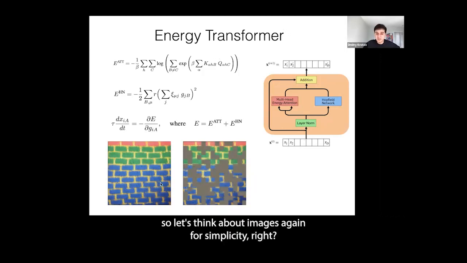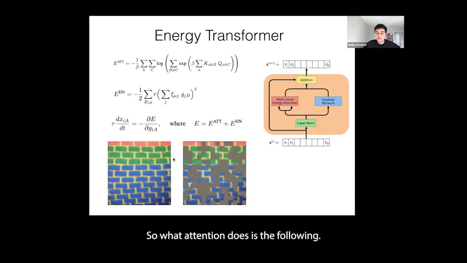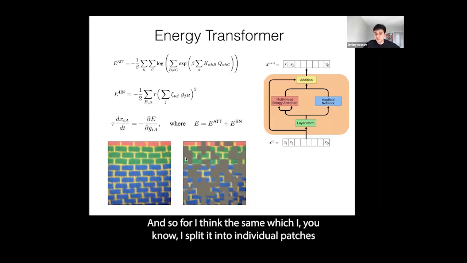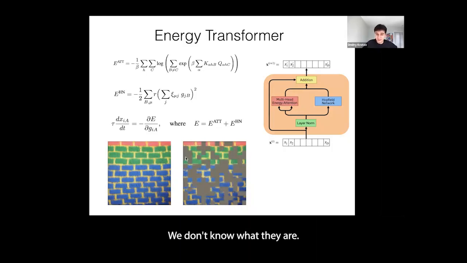Let's think about images again for simplicity. What attention does is the following: it mixes different tokens. For example, I take this image, I split it into individual patches, and some of the patches are revealed and some of the patches are gray. We don't know what they are. So that's the initial state.